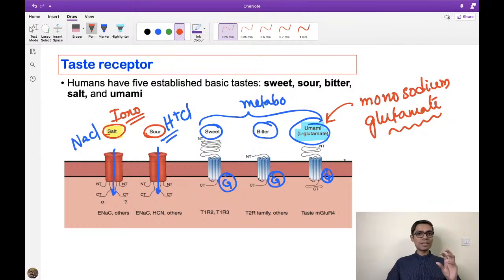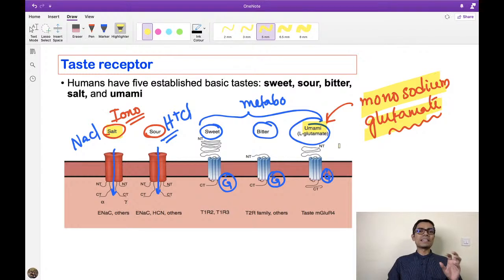This monosodium glutamate salt which is used in Chinese food or Chinese restaurants has a very peculiar, delicious kind of sensation. And because of this delicious nature of the taste sensation, the word umami is given. Umami is a Japanese word. The meaning of umami is nothing but delicious, because of which the taste of monosodium glutamate is known as the umami taste sensation, right? It is detected by which type of receptor? Metabotropic receptor. And salt and sour are detected by which type of receptor?